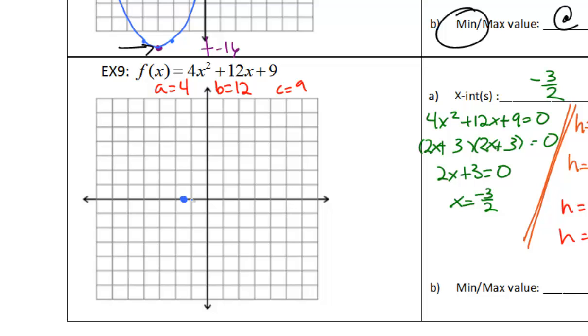And then I need to use my compression stretch to find my key points. Well, my compression stretch is 4, so I need to go up 1, 2, 3, 4 units, 1 to the left, and again up 1, 2, 3, 4 units, 1 to the right. There we go. This is the graph of our parabola. Now I just need to figure out, do I have a min or do I have a max? Well, again, my parabola opens up. If your parabola opens up, you don't have a max, you only have a min.